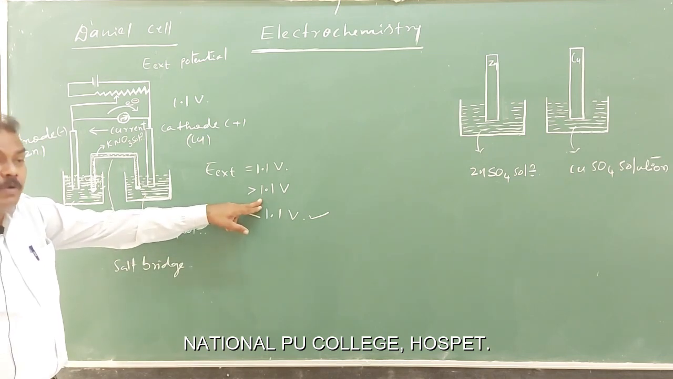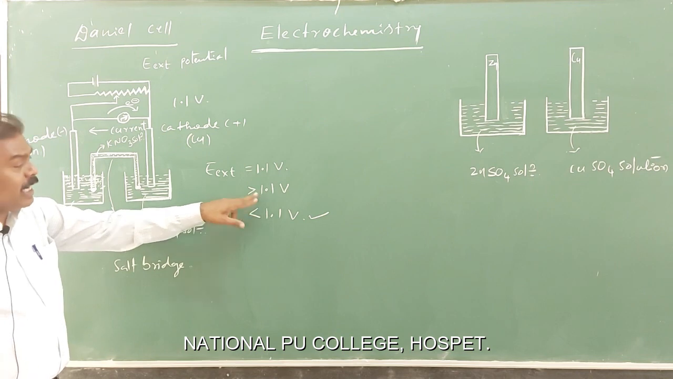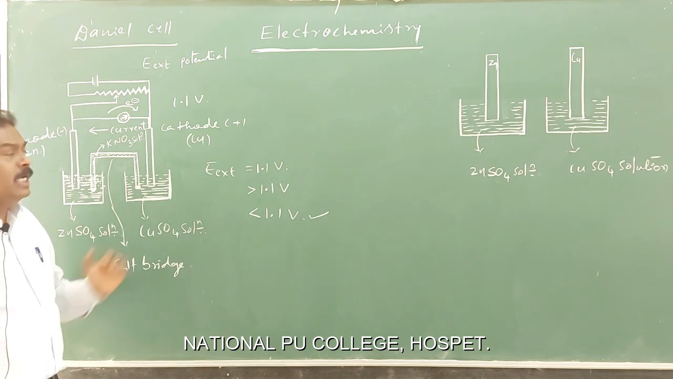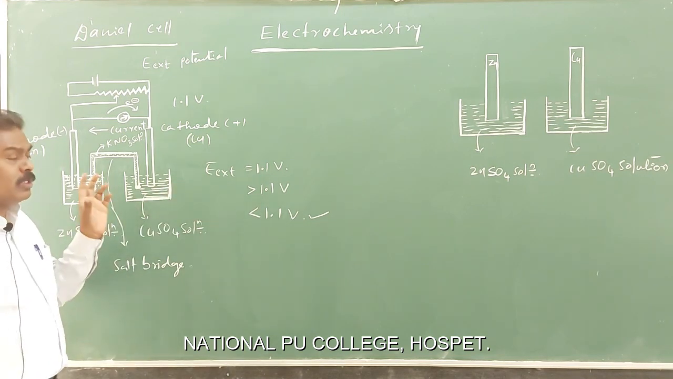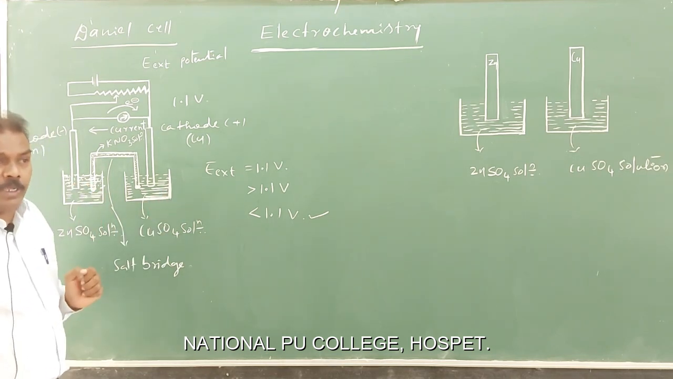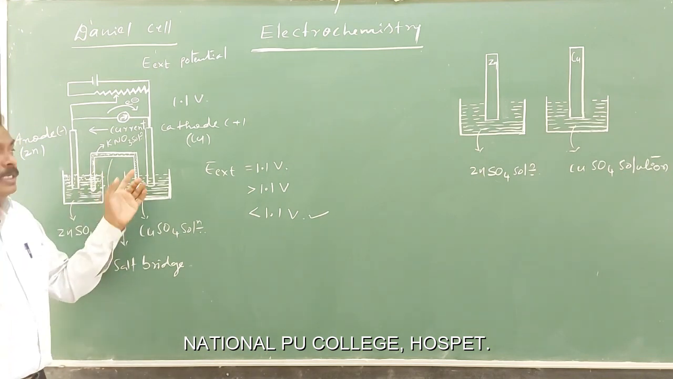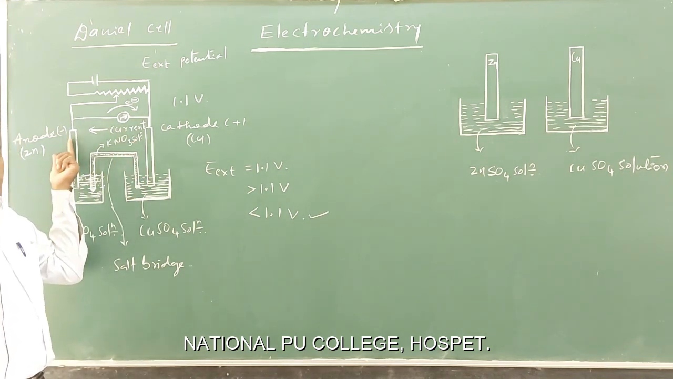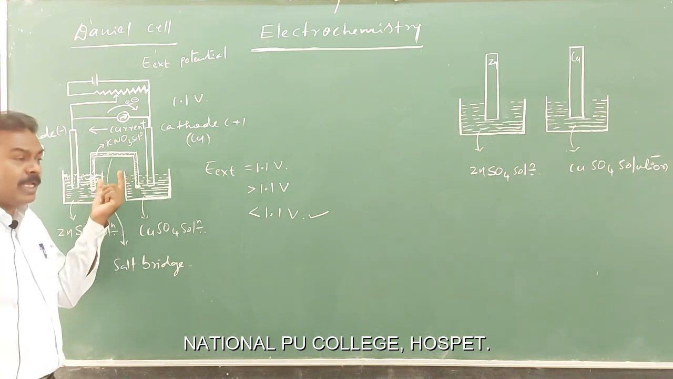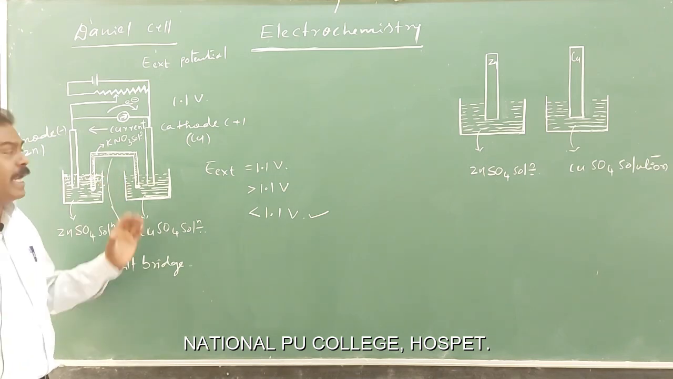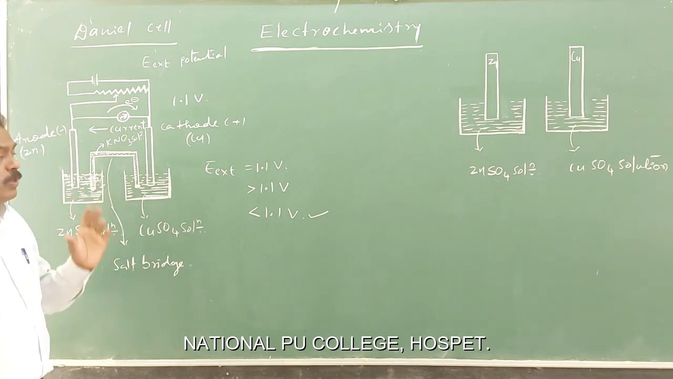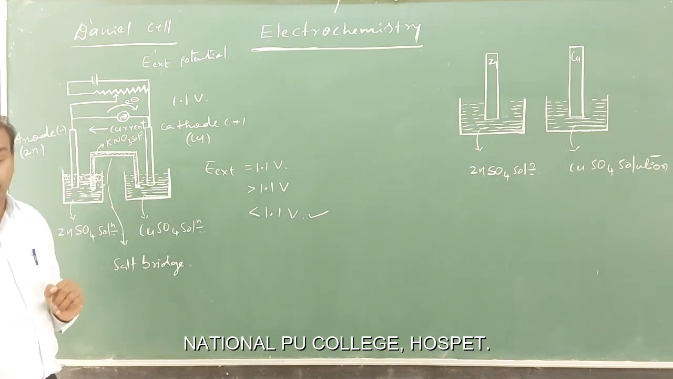Suppose you apply greater than 1.1 volt external potential to the Daniell cell, what happens? It will be exactly reversed. Now the applied electric potential is more than 1.1 volt, which means the electrons move from cathode to anode and the current moves from anode to cathode. Now this will not act as an electrochemical cell. It acts as an electrolytic cell. That is the change that takes place when you apply an electric potential of more than 1.1 volt to the Daniell cell.